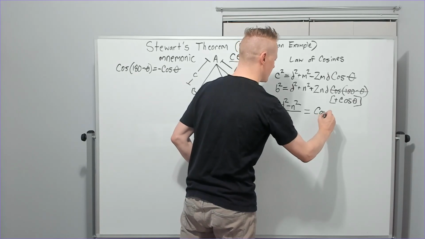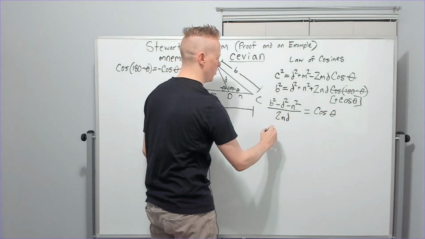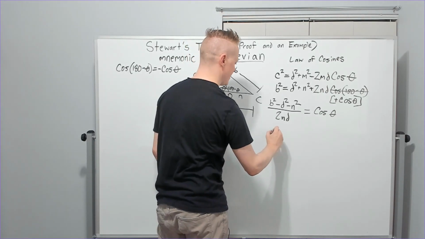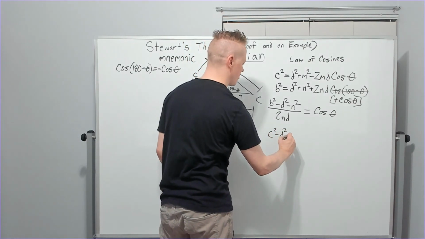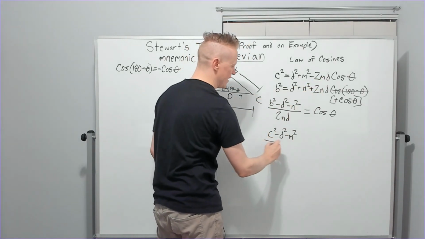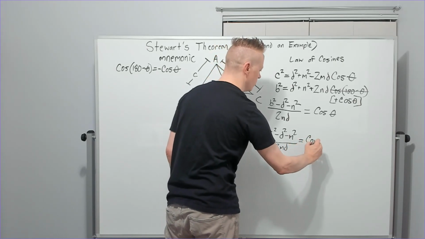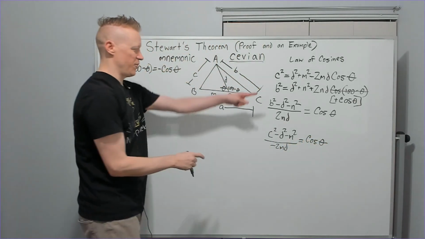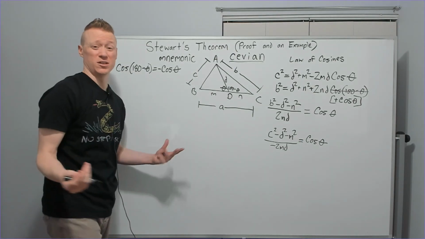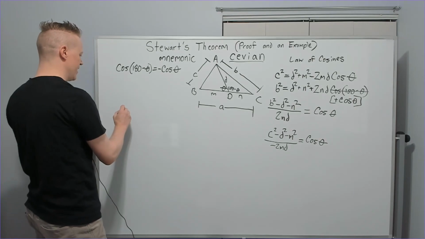This is cosine of theta. Okay? Now, let's do that with this one up here as well. We're going to get c squared minus d squared minus m squared. This time I'm going to divide by negative 2md, and that's also equal to cosine of theta. Now, those are both cos of theta, which means they're equal, and we're just going to set them equal with the other two expressions.